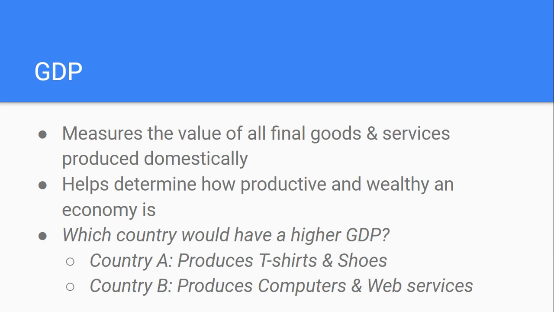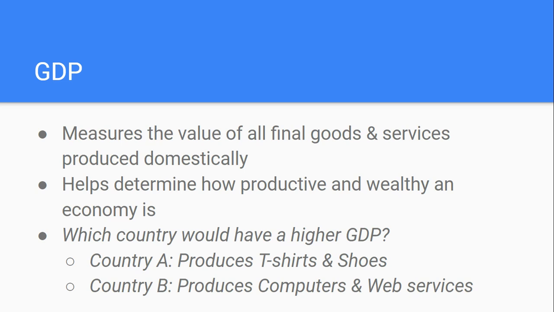Because those cost more to make, they're going to sell for a higher price. So therefore, when GDP is determined between these two countries, because computers and web services are selling at a higher price, GDP is going to be higher for country B. That is one reason why the United States has for a while been on top of the world GDP rankings. We make a lot of expensive and productive goods and services.